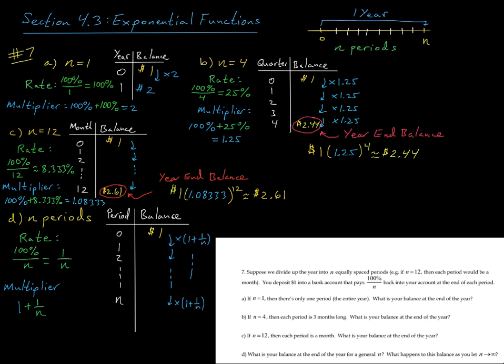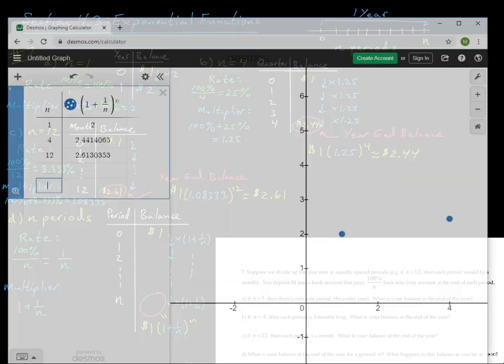Okay, so for the year-end balance, I'm going to take the dollar and then multiply that by 1 plus 1 over n, and raise that to the nth power. Okay, so now what I'd like to do is go to Desmos and plug in some different values for n and see what happens to this year-end balance as we let n get really big.